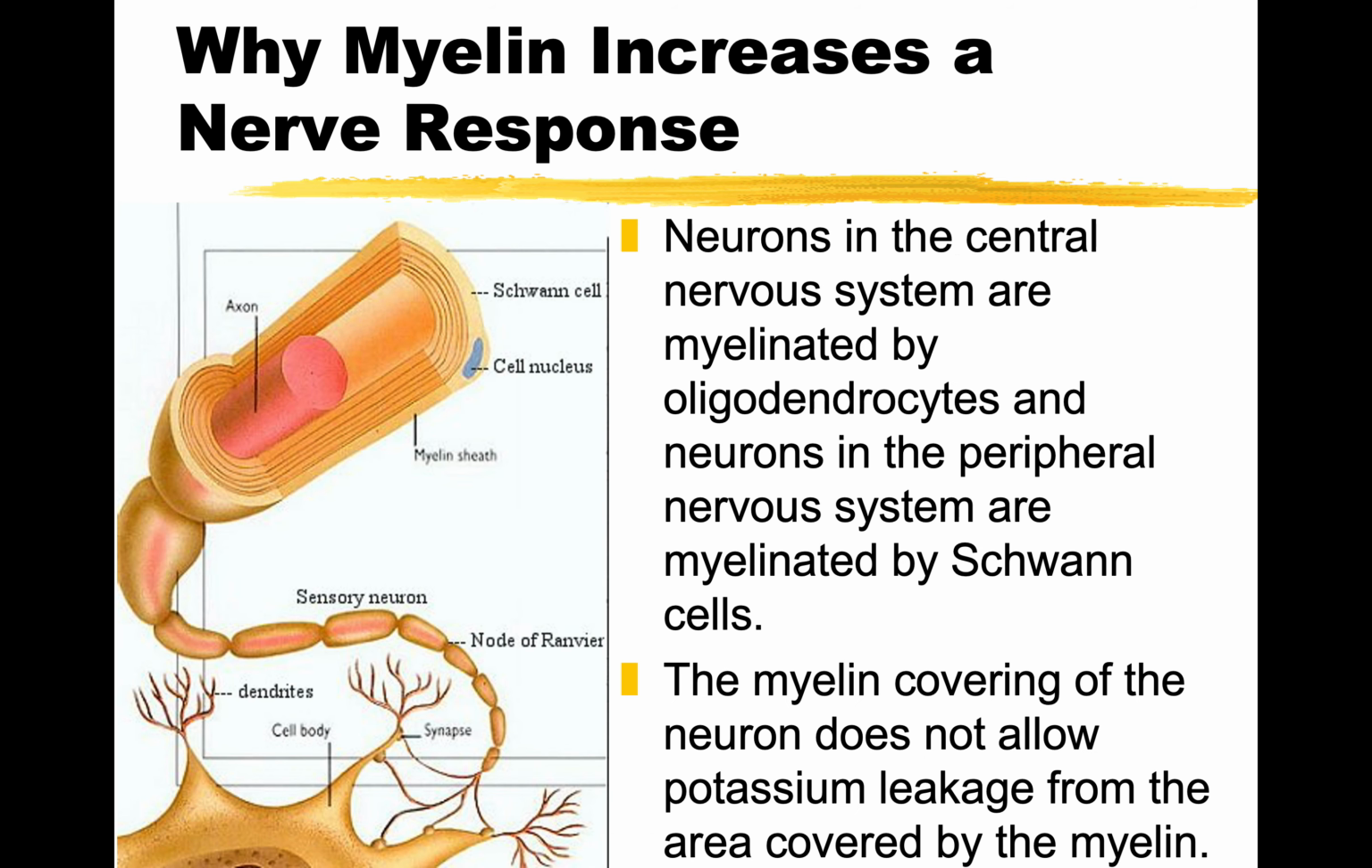Neurons in the central nervous system are myelinated by oligodendrocytes, which are glial cells, of course. And neurons in the peripheral nervous system are myelinated by Schwann cells, which are another type of glial cell. The myelin covering of the neuron does not allow potassium leakage from the area covered by the myelin.